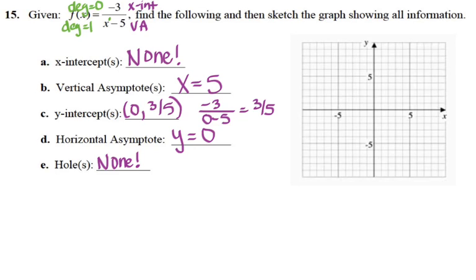Alright, so let's go ahead and start graphing. I'm going to graph my vertical asymptote at 5. I'm going to graph my y-intercept at 0 and 3/5. I'm going to graph my horizontal asymptote y equals 0.